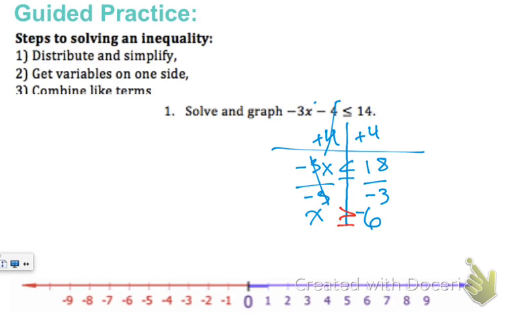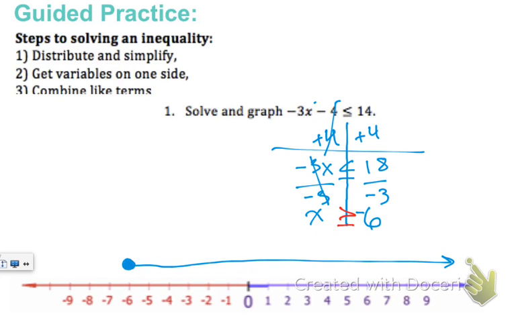And to show that negative 6 is part of the solution set, we are going to put a closed circle. Let me shift that over a little bit. We're going to put a closed circle right above negative 6 on the number line. So all the values that are greater than negative 6 are to the right.